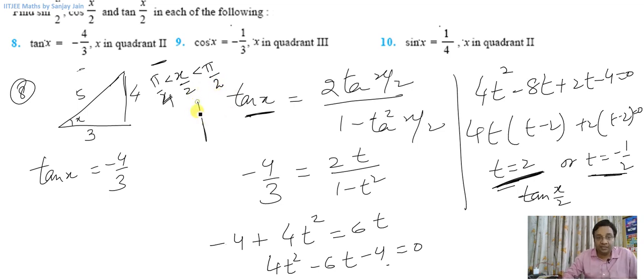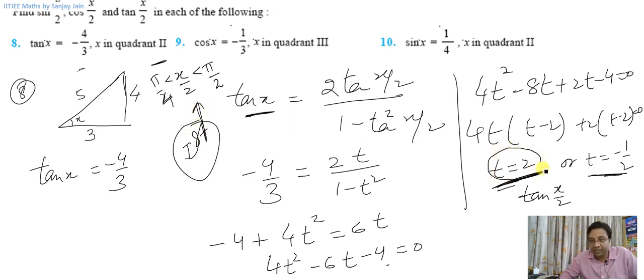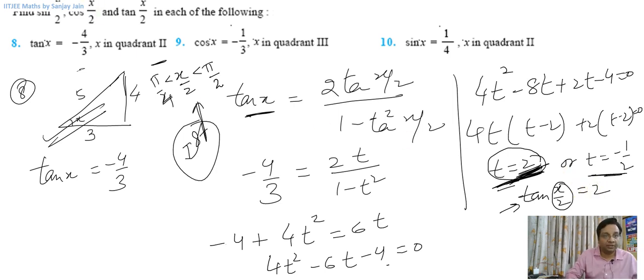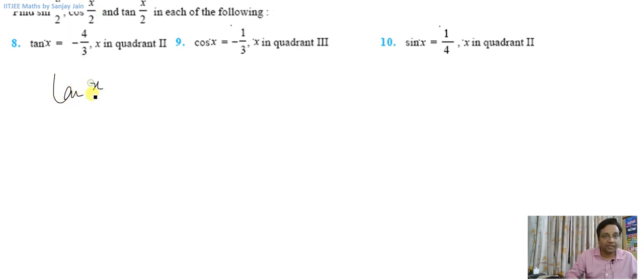Now this is my first quadrant, right? So I'll accept positive value for tan of x by 2 because x by 2 lies in first quadrant where tan x by 2 will be positive. So this is my value, okay? Tan x by 2 is 2, right? Now I'll use these triangles and all. So tan x by 2 is 2. This is what I am going to use. Tan x by 2 is equal to 2 in this first case, and we are talking about that x by 2 lies in first quadrant.